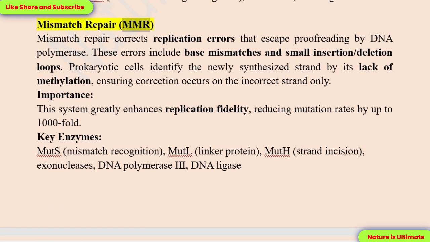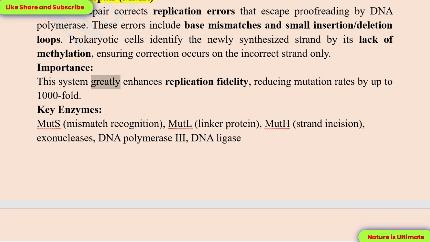Mismatch repair, MMR. Mismatch repair corrects replication errors that escape proofreading by DNA polymerase. These errors include base mismatches and small insertion/deletion loops. Prokaryotic cells identify the newly synthesized strand by its lack of methylation, ensuring correction occurs on the incorrect strand only. Importance: this system greatly enhances replication fidelity, reducing mutation rates by up to 1,000-fold.